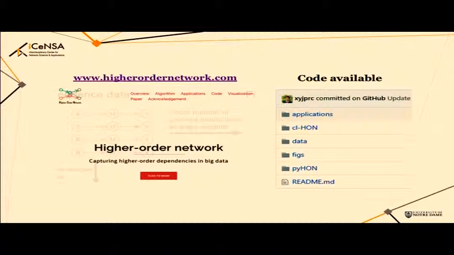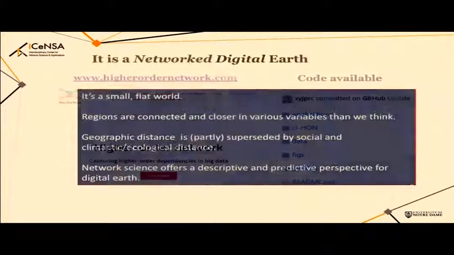And you can download everything that I've talked about today from higherordernetwork.com, right? Our entire source code is open source. The visualization software will be posted as open source again very soon, and you can download that, and the papers are available. Let us know of questions. In fact, the code is also on GitHub, so you can play with it.